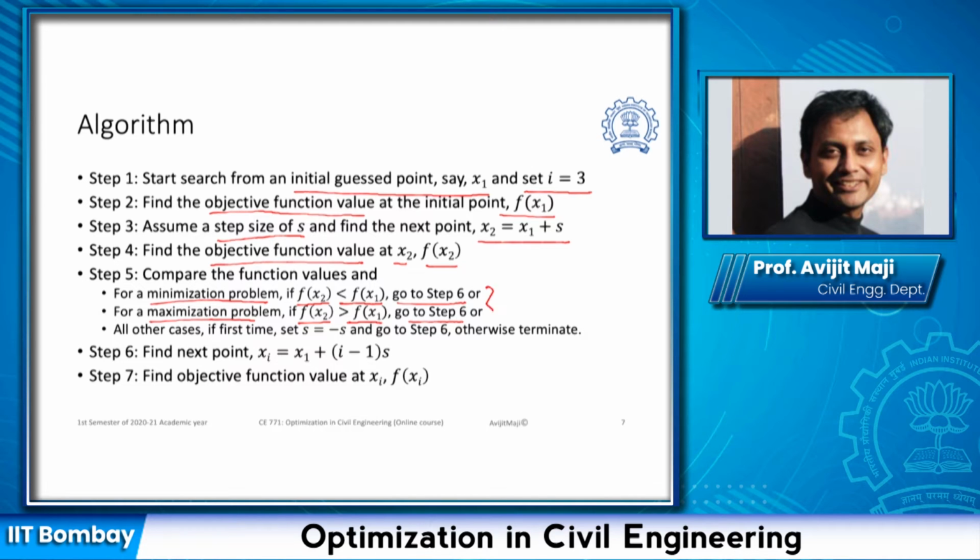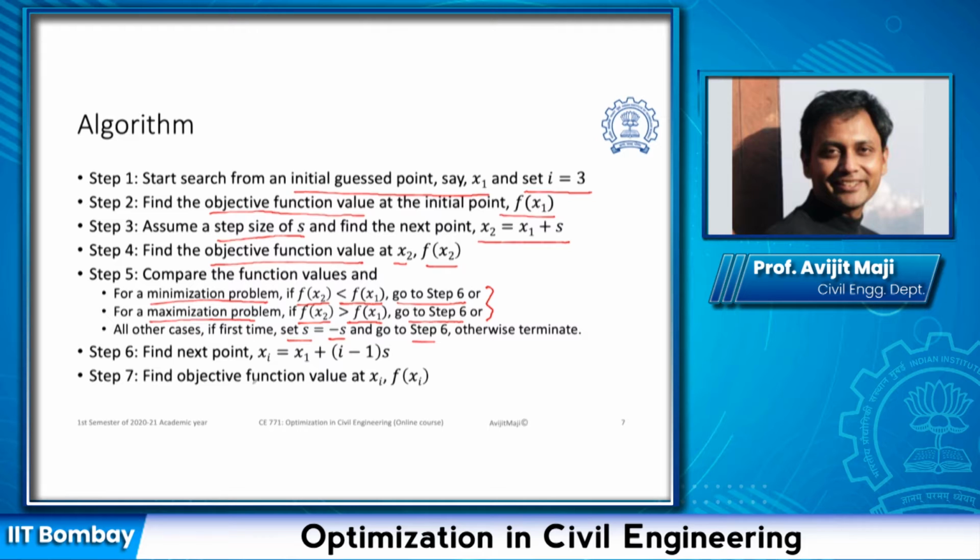If these two are not correct, the other case could be we are going in the wrong direction or the function value remains same. In that case, we want to search in the reverse direction. For that reason, we are saying for all other cases, we want to set my S value, which indicates the step size, in the negative direction, and then we go to next step. If we are not any conclusive, we can actually terminate at this point and look for another start point.